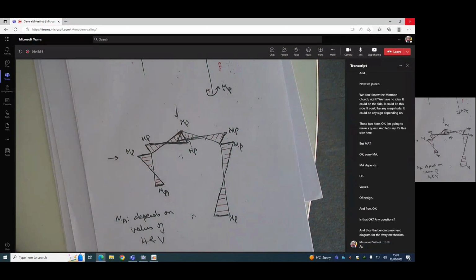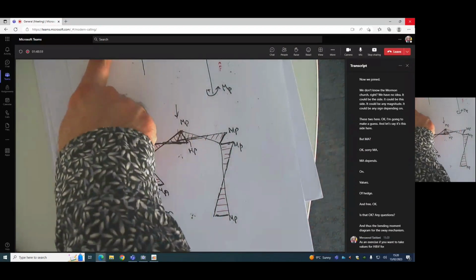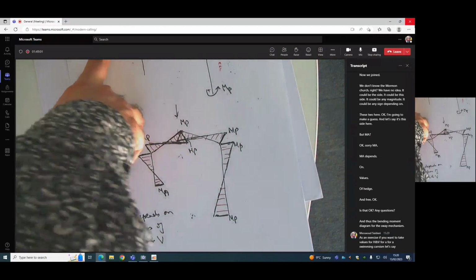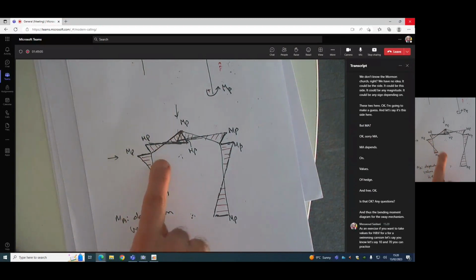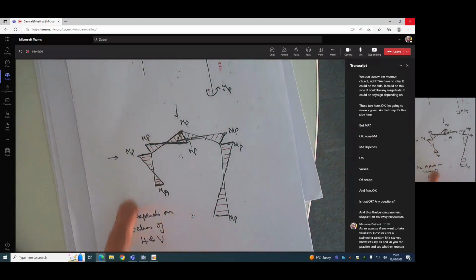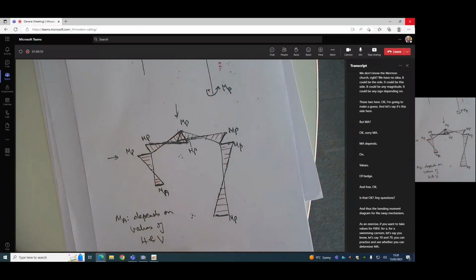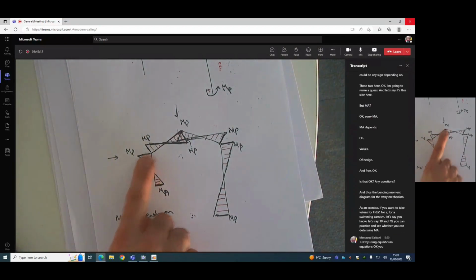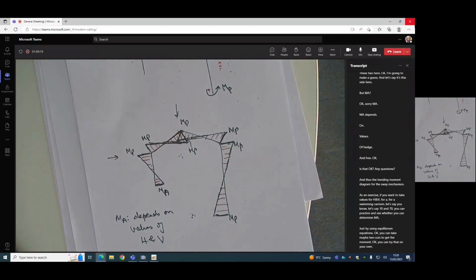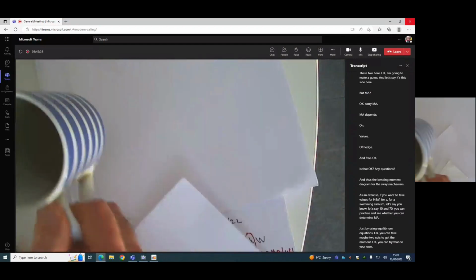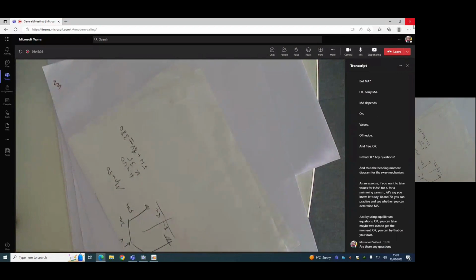As an exercise, if you want to take values for H and V for a sway mechanism, let's say 10 and 70, you can practice and see whether you can determine MA just by using equilibrium equations. You can take maybe 2 cuts to get the moment at A. You can try that on your own. Are there any questions, please?